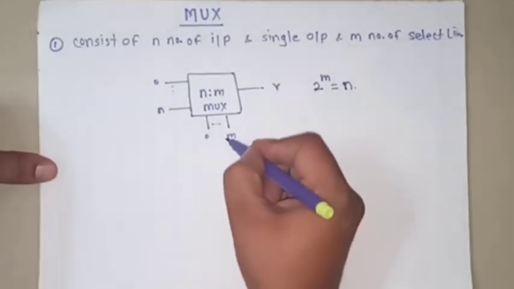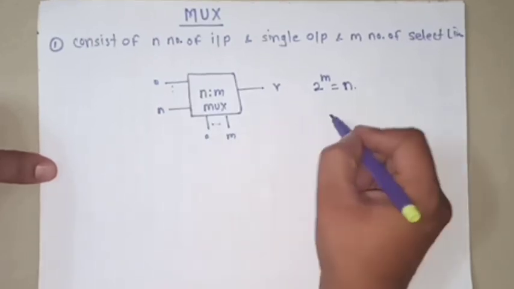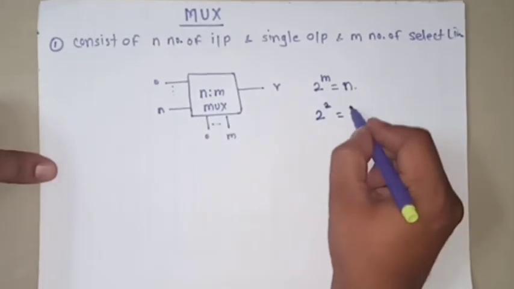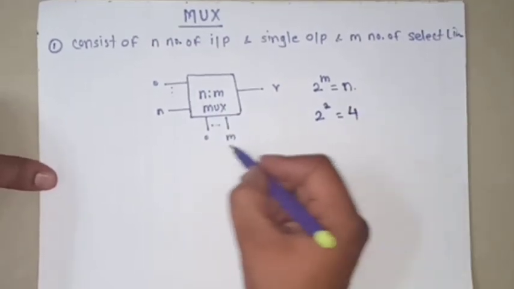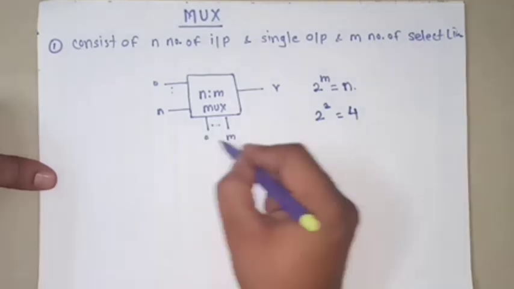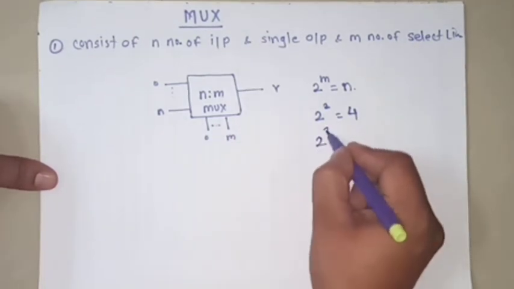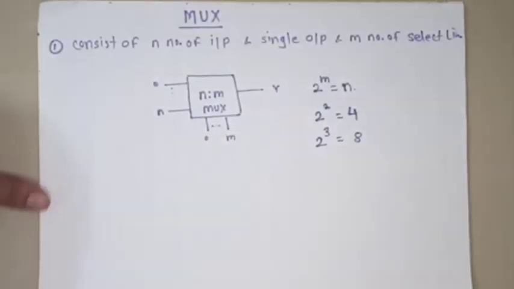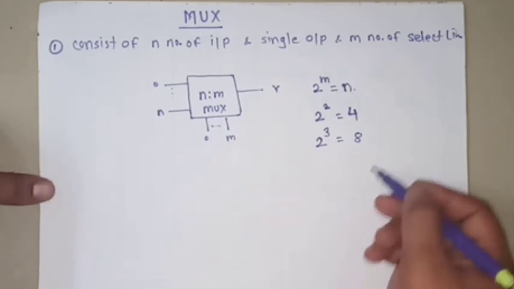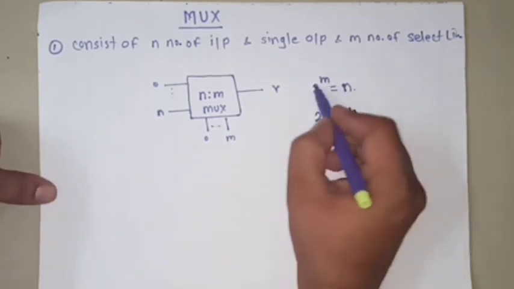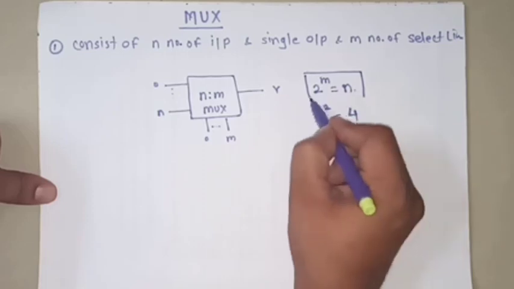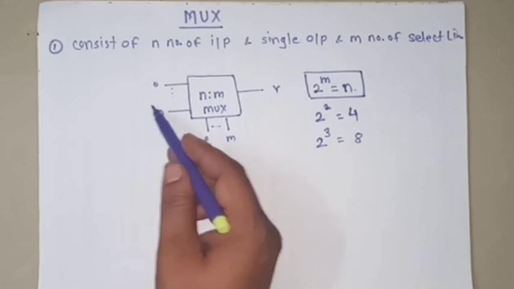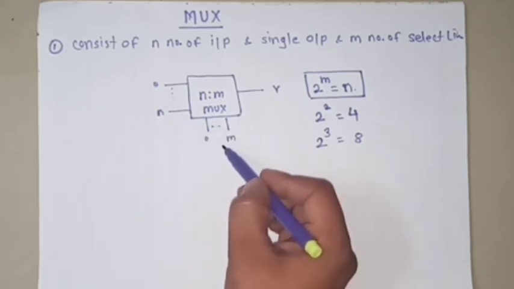Suppose we have two select lines, then 2 raised to 2 means 4 input lines are required. Suppose the select lines are 3. Then 2 raised to 3 is equal to 8, so 8 input lines are required. By using this formula we can find out the number of input lines as well as the number of select lines.